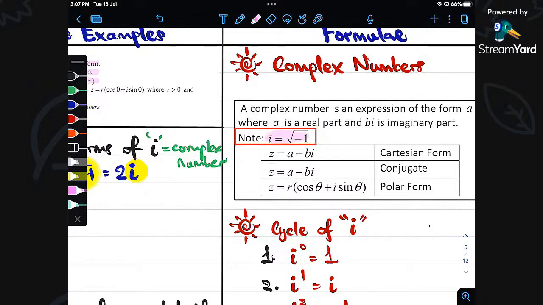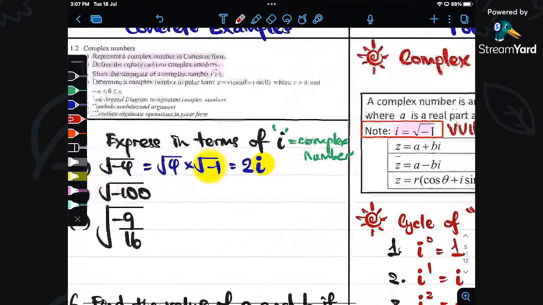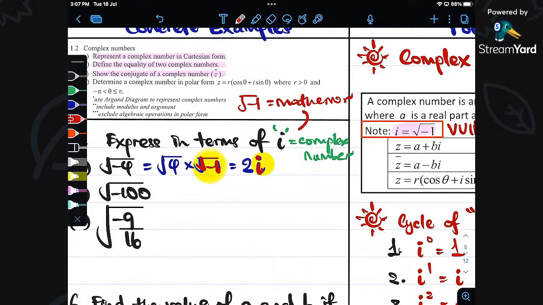i, huruf kecil i bersamaan dengan square root of -1. This is VVIP. You must memorize this. Whenever you encounter this square root of -1, it means i. Okay, kenapa? Sebab square root of -1 is maths error. Jadi kita gantikan dia dengan huruf i instead.